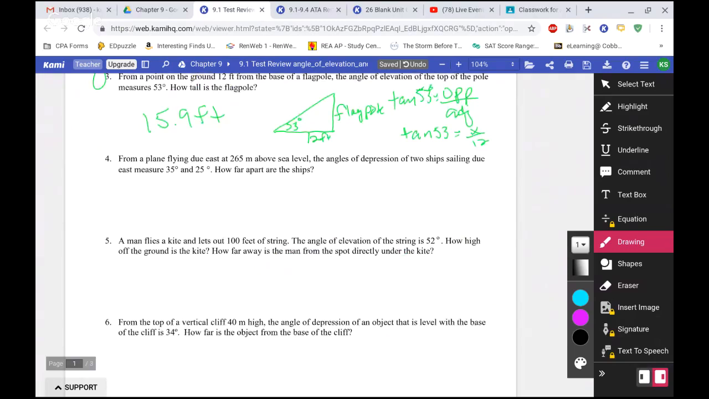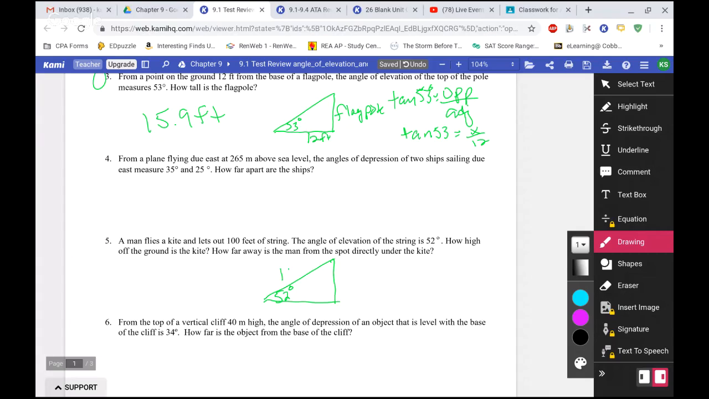A man flies a kite and lets out 100 feet of string. The angle of elevation of the string is 52 degrees. So we've got these down now. How high off the ground is the kite? How far away is the man from the spot directly under the kite?